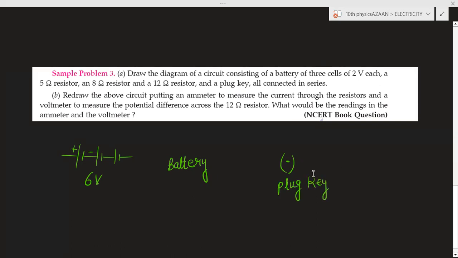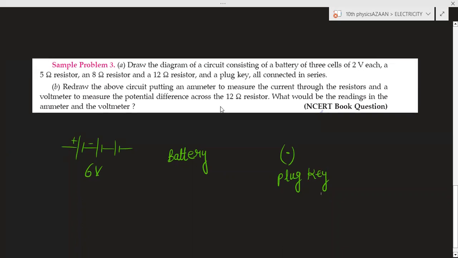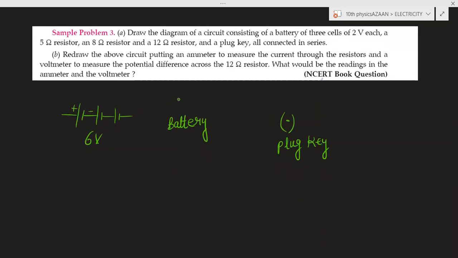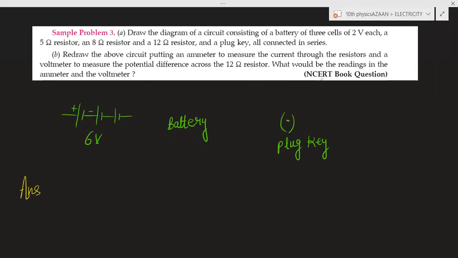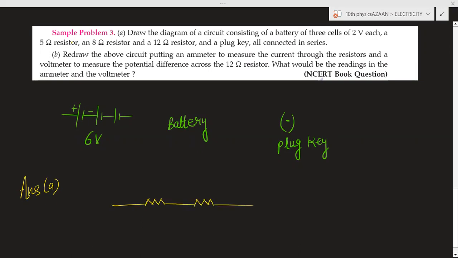Plug key, and three resistances are connected. So we have to draw the circuit diagram. Answer: the diagram will be like this. Three resistances first connect in series like this. Given in the question, you can see connected in series. So 5 ohm, 8 ohm, and 12 ohm.